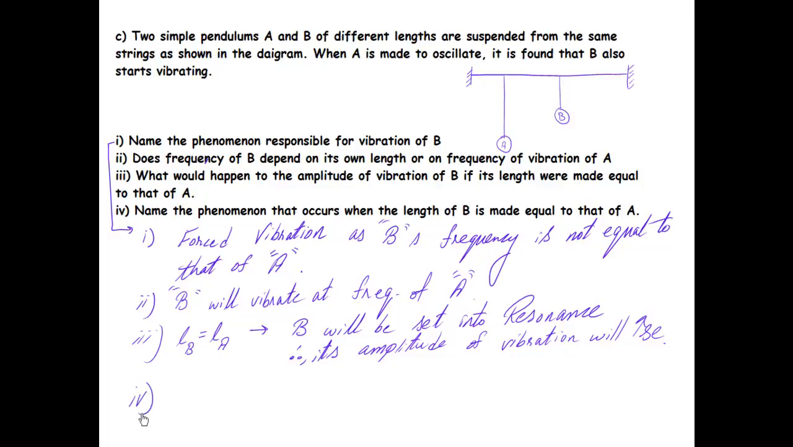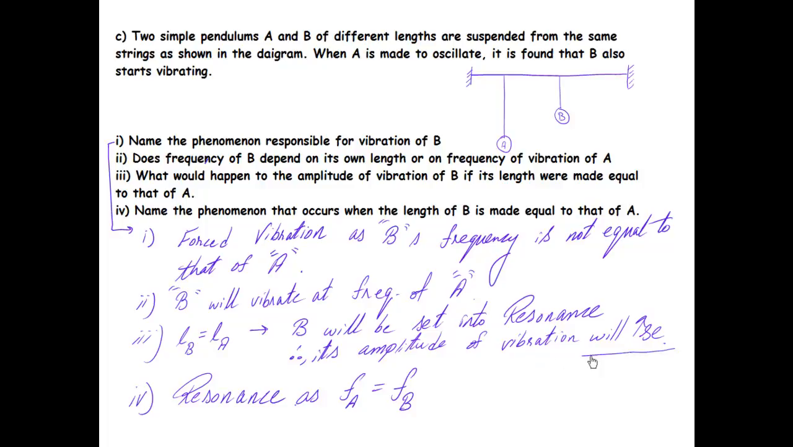And the fourth part, name the phenomenon that occurs when the length of B is made equal to that of A. So I've already mentioned it in my previous subpart that the phenomenon is resonance, as not only the lengths match, but when the lengths of the two pendulums are equal, their frequencies are also the same. So frequency of A matches frequency of B.